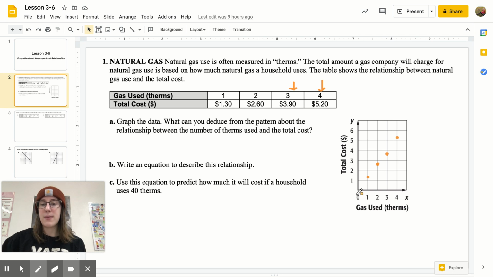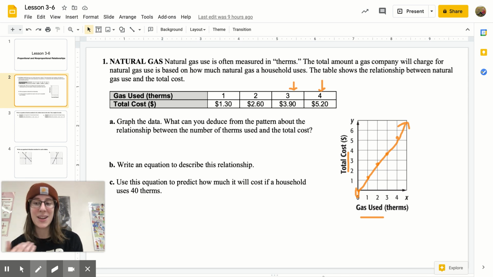So this is talking about the relationship between gas used and your total cost. So you can draw your line kind of from here. It's not the most perfect line, but hopefully yours looks better than mine. It's important to note here that at 0, obviously it's 0, 0, because if you use 0 gallons of gas, you have paid $0. And then we want to write an equation to describe this relationship.